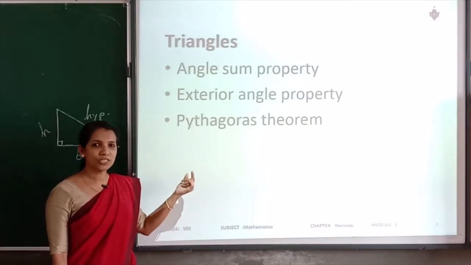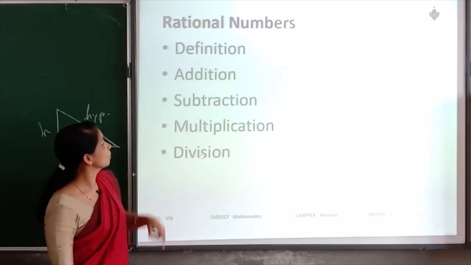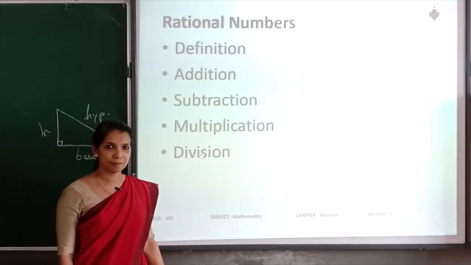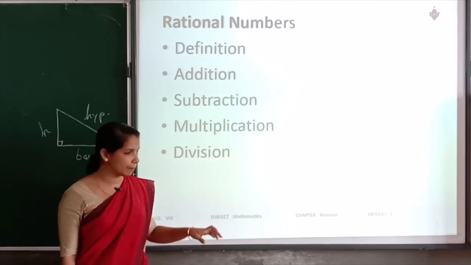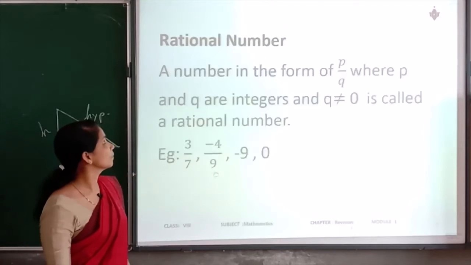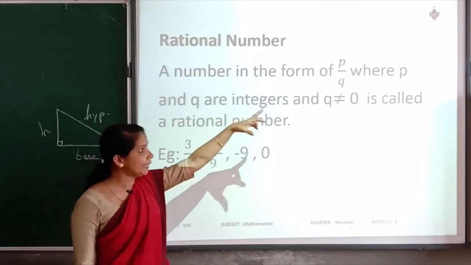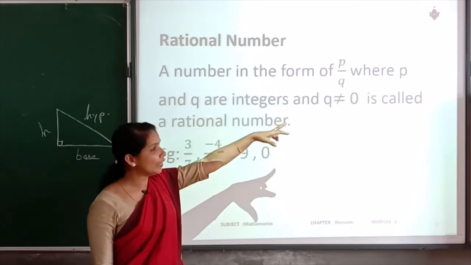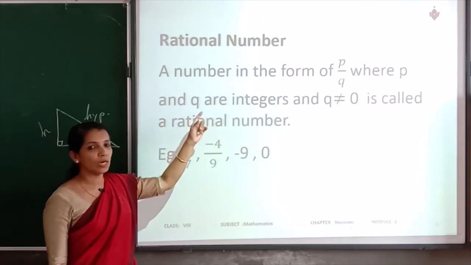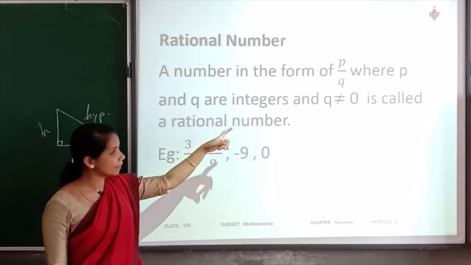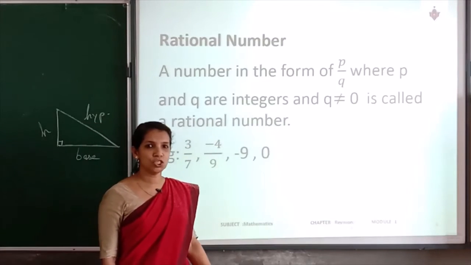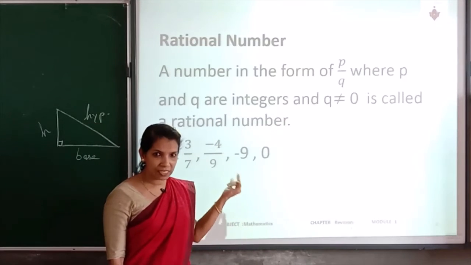Let's move on to the next topic, rational numbers. The definition of rational numbers: a number in the form of p by q, where p and q are integers and q not equal to 0, is called a rational number.